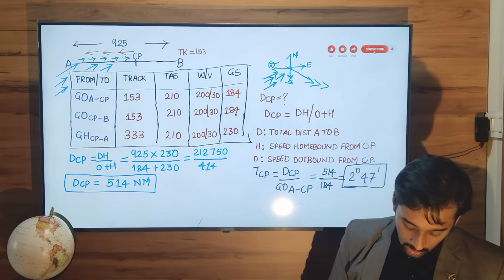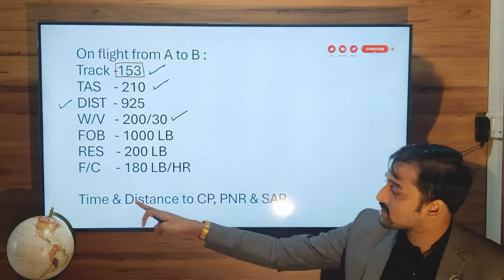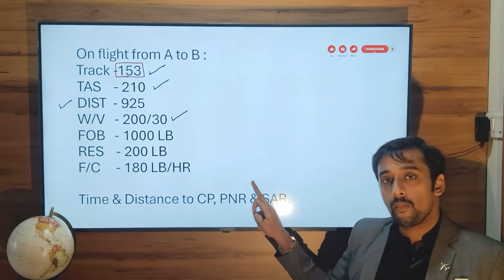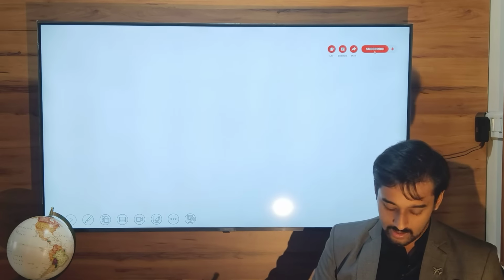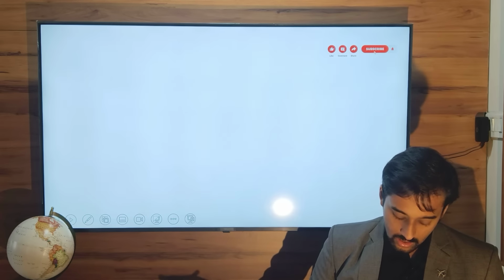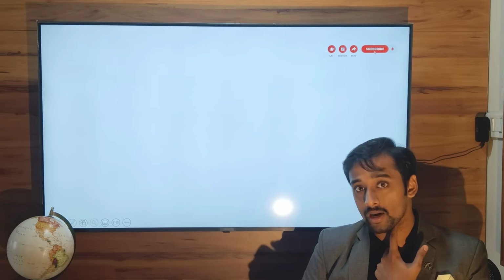Now, the next part of the question is that we have to calculate the distance and time to PNR, the point of no return. So let's go there. This point of no return will also be solved in a similar manner. When you consider the point of no return, there will be a fuel element involved in that. But before you do that, let's draw a table just like for the critical point.